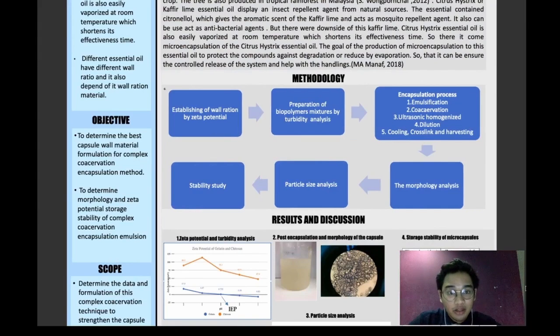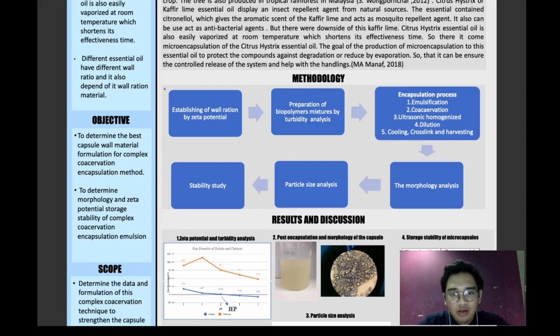I will zoom into the methodology. The next step will be the methodology. I will explain my research methodology step by step. The first step is establishing a wall ratio by zeta potential. In order for encapsulation to happen, we need to identify the zeta potential charges of the wall materials. The wall materials chosen in this study are chitosan and gelatin. The chitosan and gelatin solutions were put in a Zetasizer by Malvern to identify their zeta potential charges at different pH values from 4.0 until 5.6 with an interval of 0.4. In this step we also identify the pH with the corresponding wall ratio value.